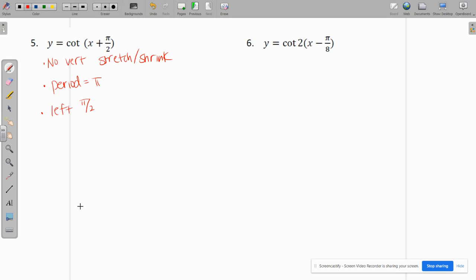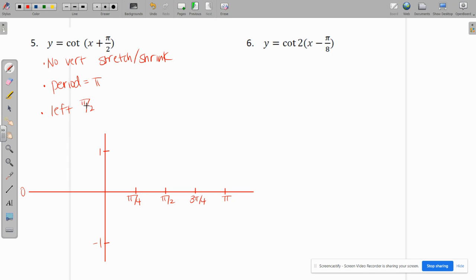So if I want to go left pi over 2, I'm just going to leave some space to the left. But typically, remember, I would start with my 4 tick marks still over here on the right side. I'm just going to leave enough space to shift these to the left as well. So no vertical stretch or shrink, and it didn't move up or down, so the midline is still on 0. The period was pi, so pi over 2, pi over 4, 1 pi over 4, 2 pi over 4, so this is 3 pi over 4.